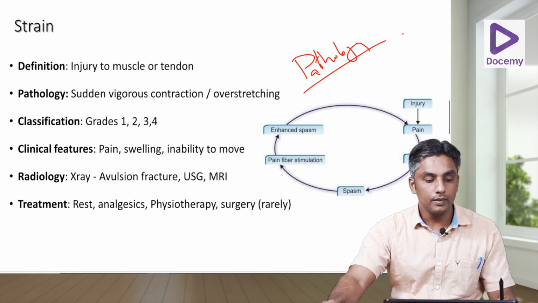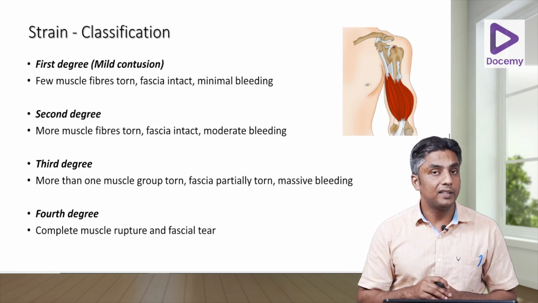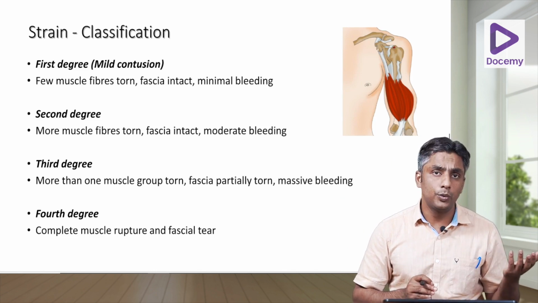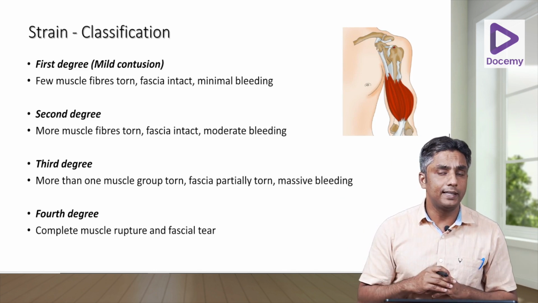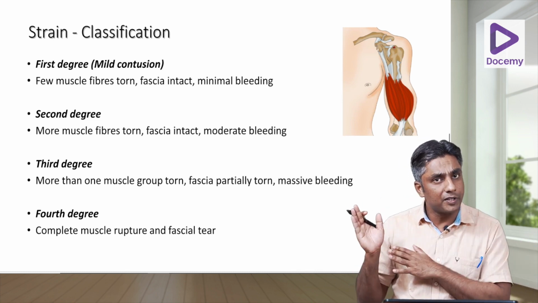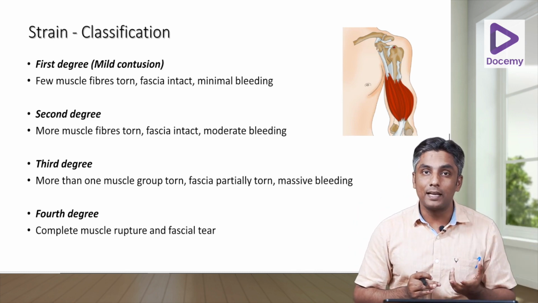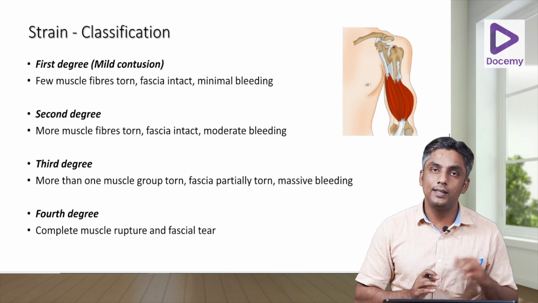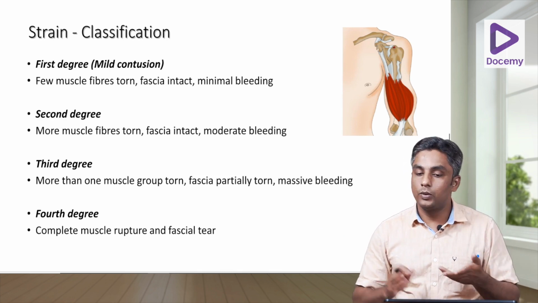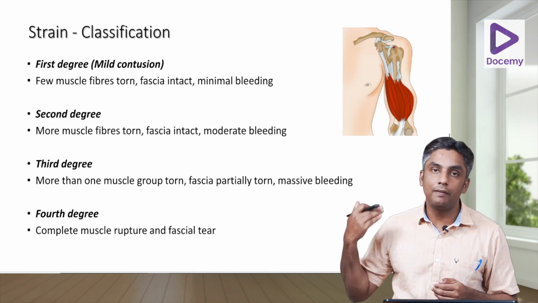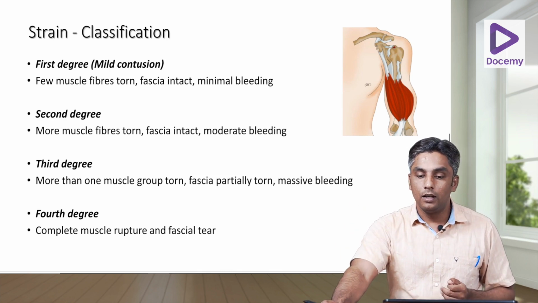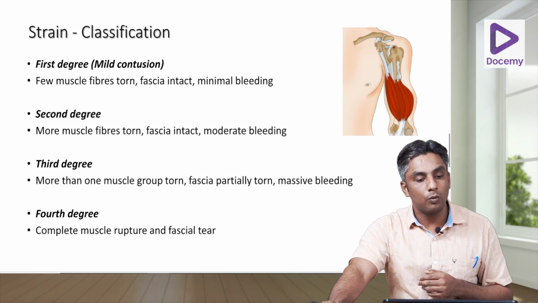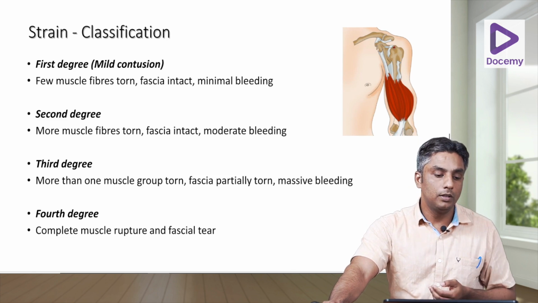So just a few words regarding the different grades of muscle strain. In grade 1, only a few muscle fibers are torn, whereas in grade 2, more fibers are torn, but still the fascia is intact. In grade 3, the fascia is partially torn and more than one muscle group is affected. And in grade 4, there is complete muscle rupture and complete fascial tear. So it's just increasing grades of severity. You can see over the diagram, the biceps muscle has been avulsed from its insertion at the humerus. So this is strain and sprain. It's just common sense, but once you have to build a short note, you can write like this.